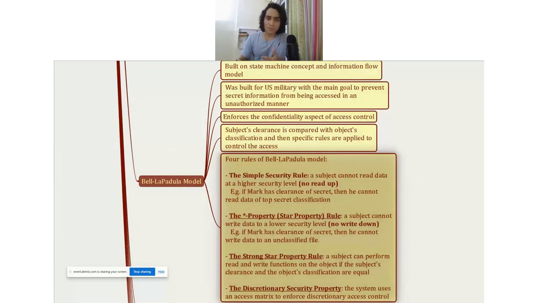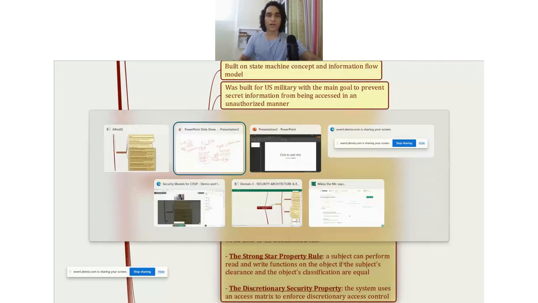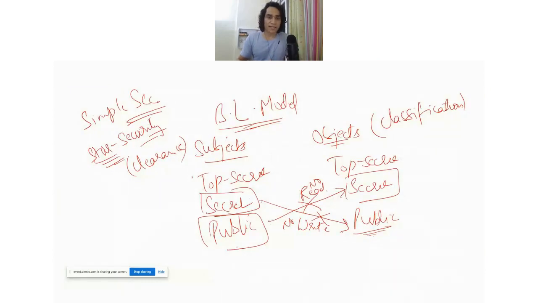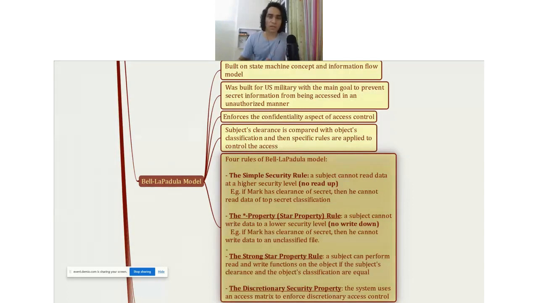Then the third rule is the strong star property rule. It says that a subject can perform read and write functions on the object if the subject's clearance and the object's classification are equal. If I go back to the drawing board, a user at secret level can only perform both read and write functions on files at the same level. If the user wants to perform both read and write, it can only happen at the same level because of the strong star property rule.